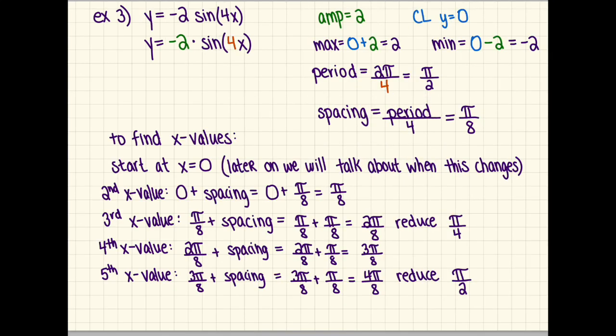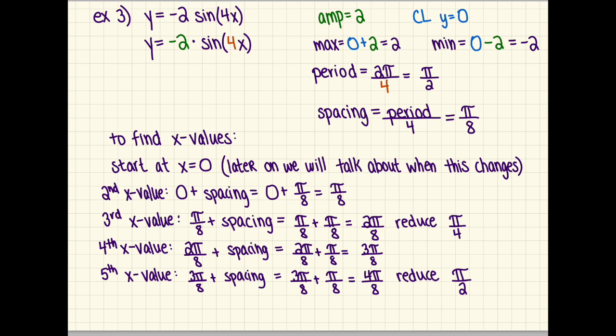Now I'm going to use the spacing to find the 5 x values. Now we're still going to start at x equals 0. Later on we're going to talk about when this will change. So what I'm going to do is start at x equals 0 and add my spacing. So I have 0 plus pi over 8. So my second x value is pi over 8.